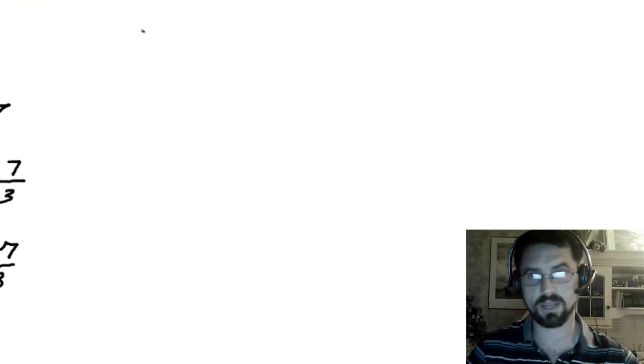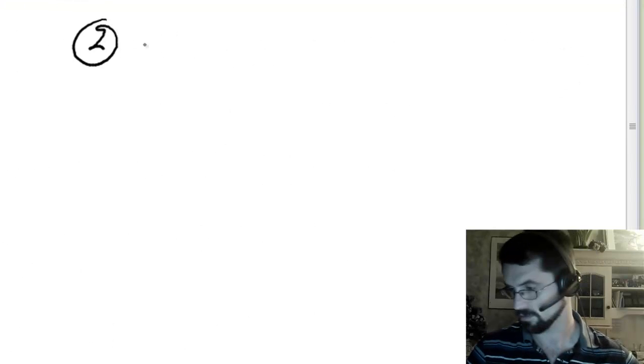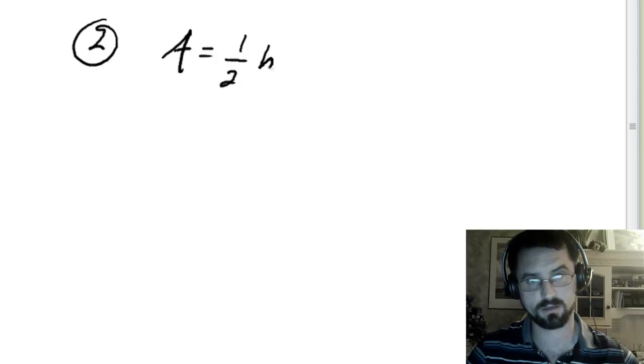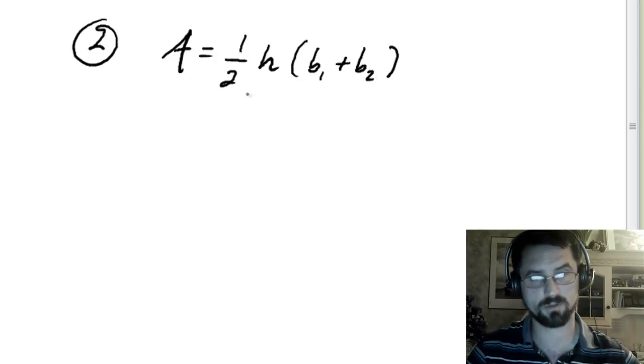The second problem I had on the other page was to solve this trapezoid formula, which is the area is 1/2 the height times the top base plus the bottom base. This is the area of a trapezoid. I want to solve it for h. So, erase that.